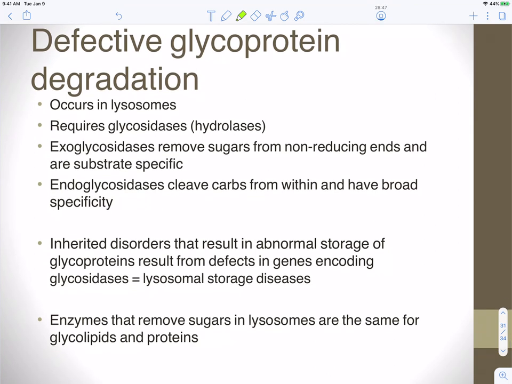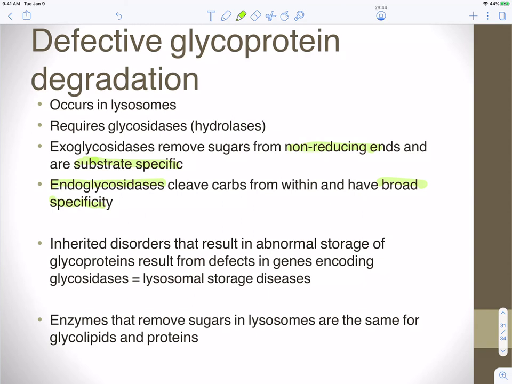Now, there are some defects in glycoprotein degradation, which occurs in lysosomes. To degrade glycoproteins, it requires glycosylases, which are a form of hydrolases. You have the exoglycosylases that are going to remove sugars from the non-reducing ends, and these are a variety of different ones that bind to different sugar substrates. You have endoglycosylases that are going to cleave from within, and they have broad specificity. So your exoglycosylases are going to be substrate specific, whereas your endoglycosylases are going to have more broad specificity. Think of it kind of as alpha amylase. Alpha amylase was an endo, so it cleaved from the inside, and it could cleave at various sizes of sugars, whereas your other disaccharidases had to work on specific structures, and it's kind of the same thing here.